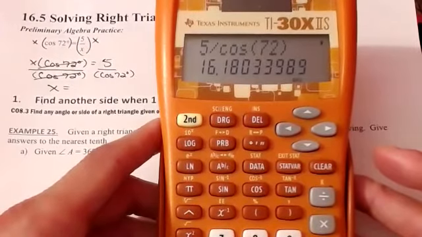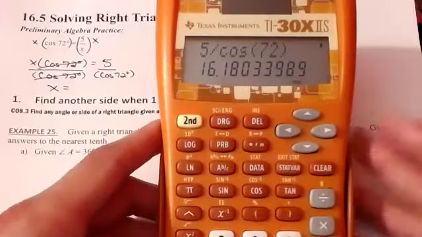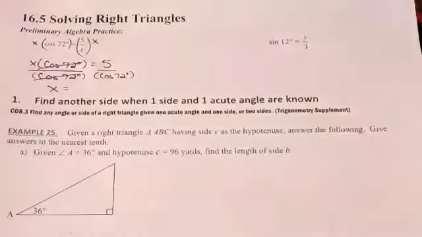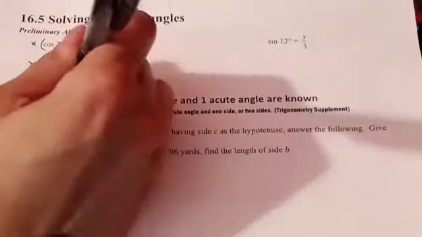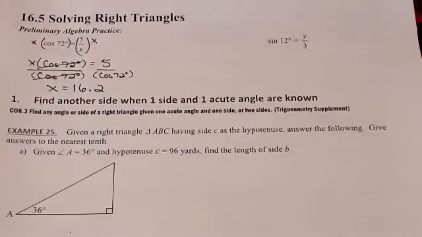Typically for these kinds of problems, you'll be asked to round to a certain place, which is great because you can just type it in. So if we round it to the nearest tenths, we'll say 16.2. And that would be our solution. What I want to show you is something really, really interesting.